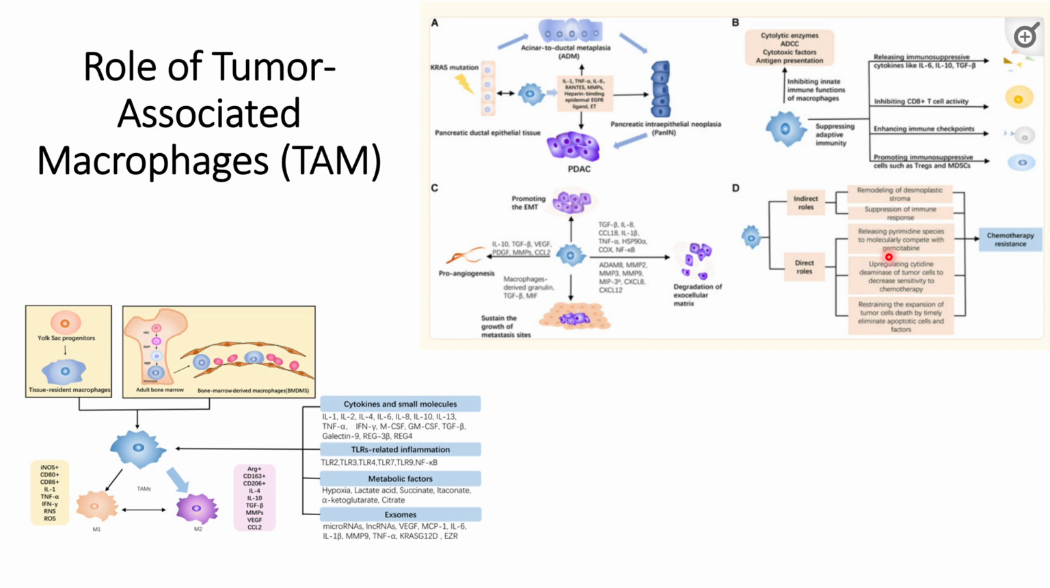And in terms of direct roles, it will release some competitive agents, such as pyrimidine, to compete with gemcitabine, which is the agent in the chemotherapy that is responsible for acting against the tumor cells. So it will release pyrimidine that will try to negate or reduce the effect of gemcitabine. At the same time, it will upregulate cytidine, and that will decrease the sensitivity to chemotherapy. And finally, it will prevent the cell death that can be caused by chemotherapy by reprogramming the intracellular signaling pathway in a way that eliminates any apoptotic factors that are formed within the tumor cells.